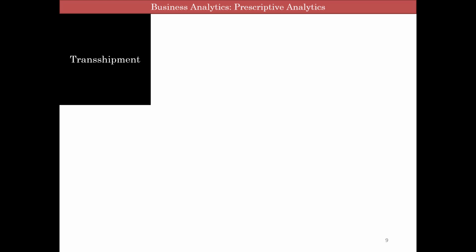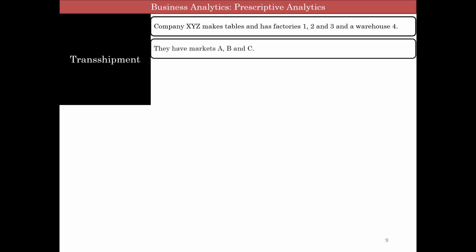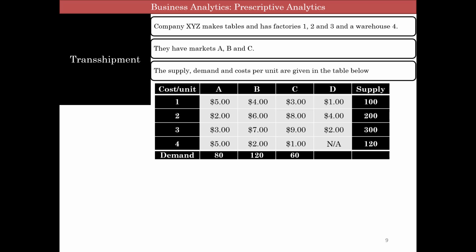Now let's look at another transshipment problem, and I'm doing this problem specifically so that I can show you another form of doing your Excel files in transportation, and that's pretty much what I'm going to show you here. So here we have XYZ makes tables from factories 1, 2, 3, and it has a warehouse at 4. They have markets A, B, and C, and then here we have the supply and demand, which are given.